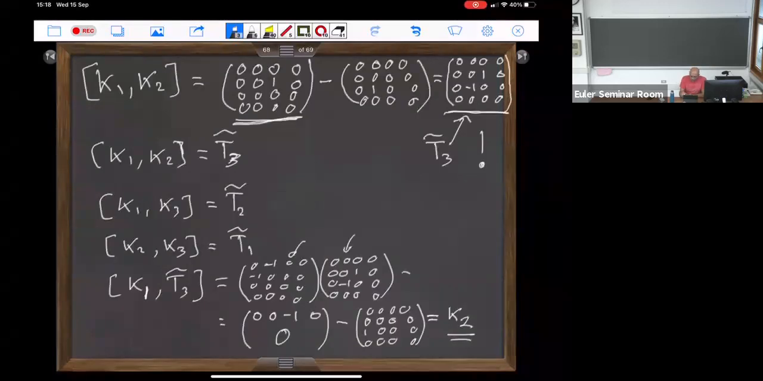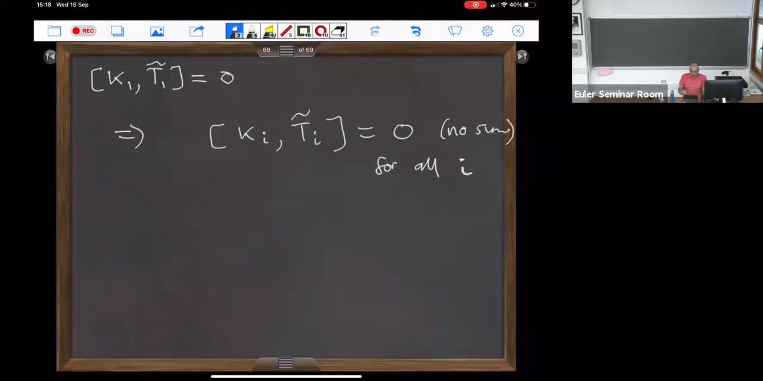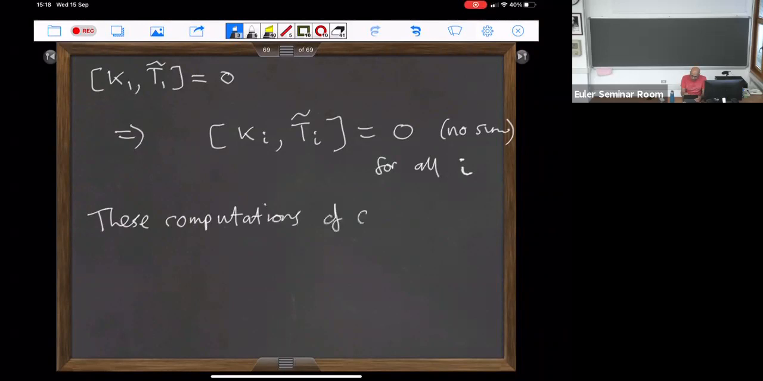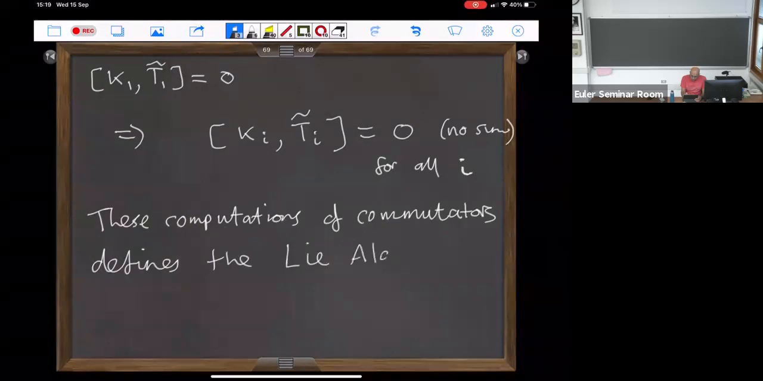Okay, so these computations of commutators define the algebra of the Lorentz group.